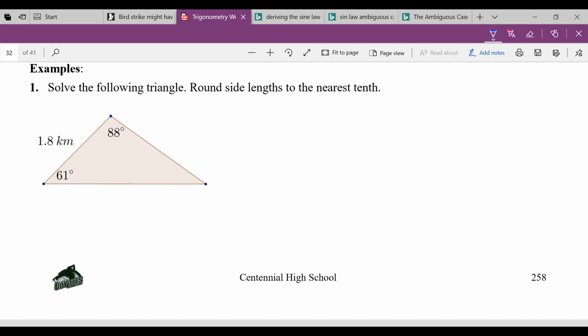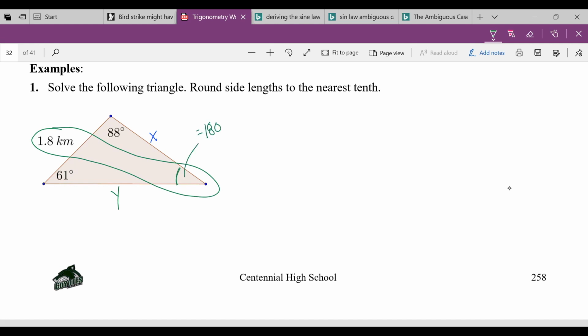Solve the following triangle. Round the side lengths to the nearest tenth. Remember, we need an angle and its matching opposite side. Do we have that? Well, we need to solve the triangle. So let me call that x, and I'm going to call that y, x and y. You may notice that we have no side and angle pairs, right? The closest thing we have is this one here, okay? We have a side, but we have an unknown angle.